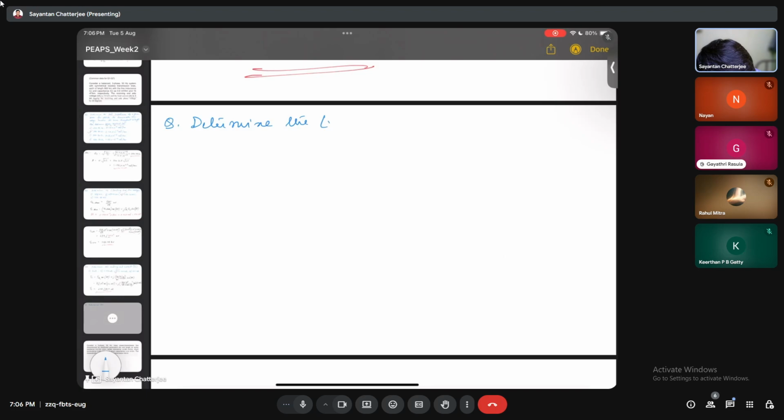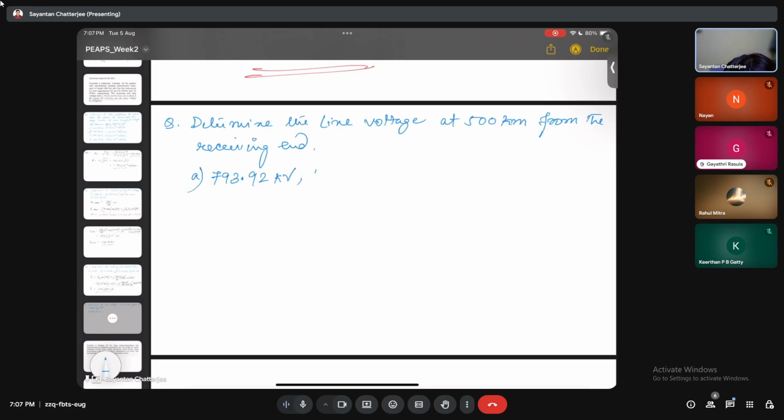This is the question. Determine the line voltage at 500 kilometers from the receiving end. Okay, so these are the options. The question is to calculate the line voltage.